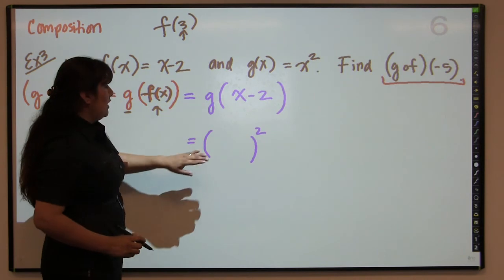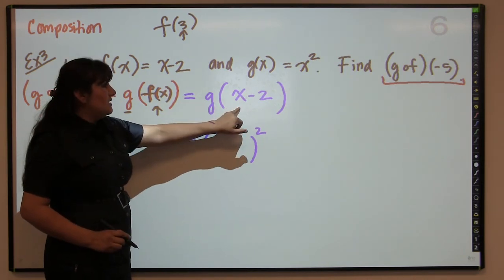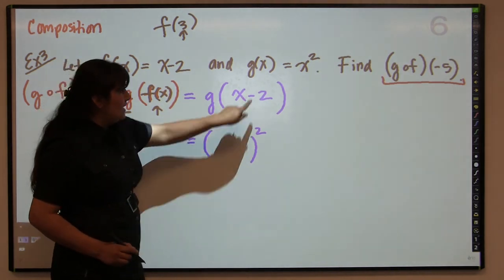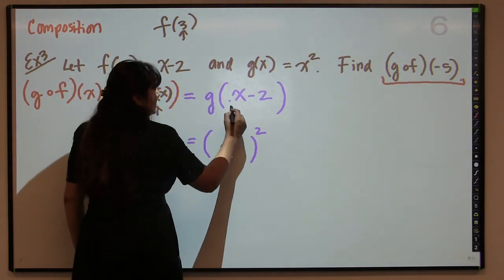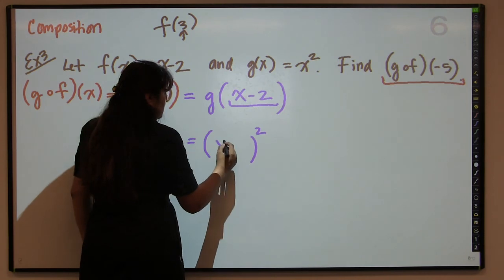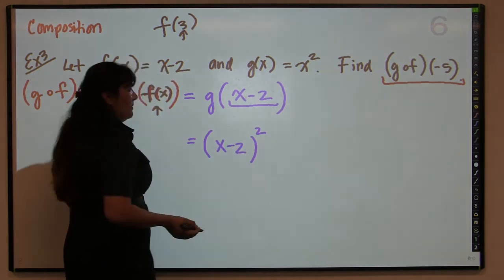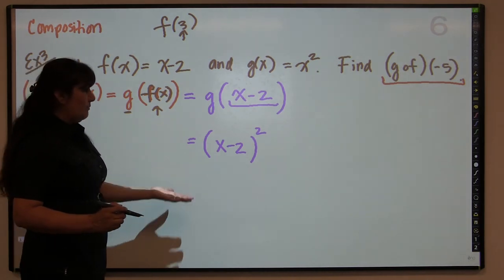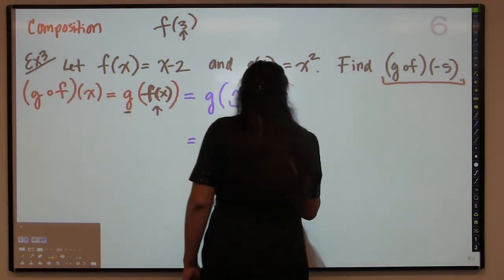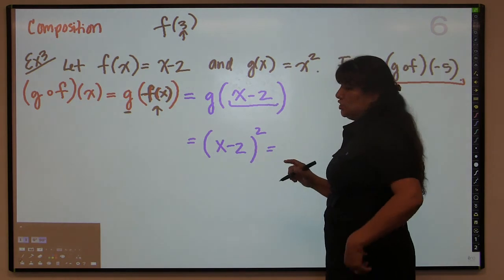And instead of putting x in here, like g of x is an x right here, I'm going to replace the x with x minus 2. So I replace it with x minus 2, and now I have this. And my only step left is to actually simplify it by using my formula. And we did that earlier, the a squared minus 2ab.